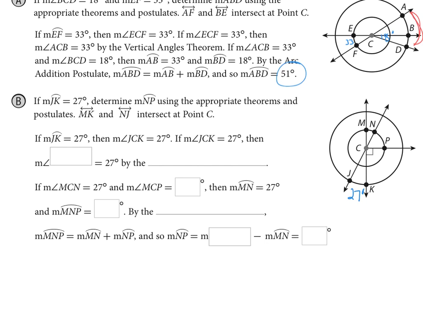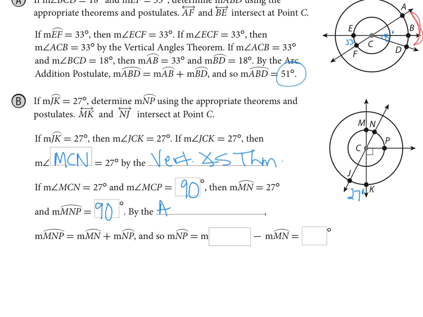And then the measure of angle JCK, the central angle, is 27. So that puts the other angle on the vertical angles there. The measure of angle MCN is also 27 by the vertical angles theorem. I'm just abbreviating. Then if we know that's 27, we also know that the measure of angle MCP is 90 degrees because it's marked that way with our right angle. And then we also know that the measure of arc MNP is also 90 degrees.